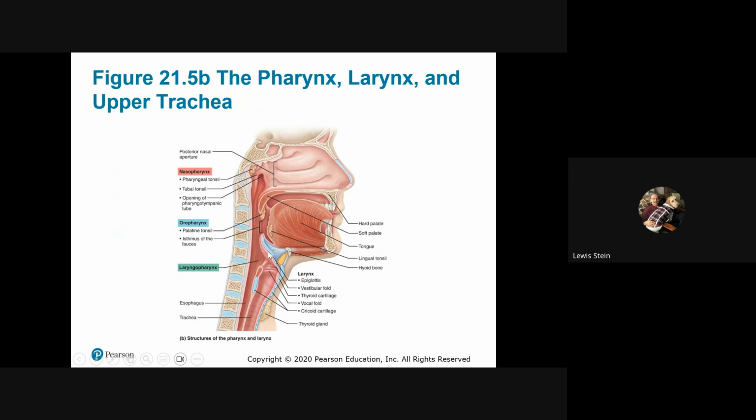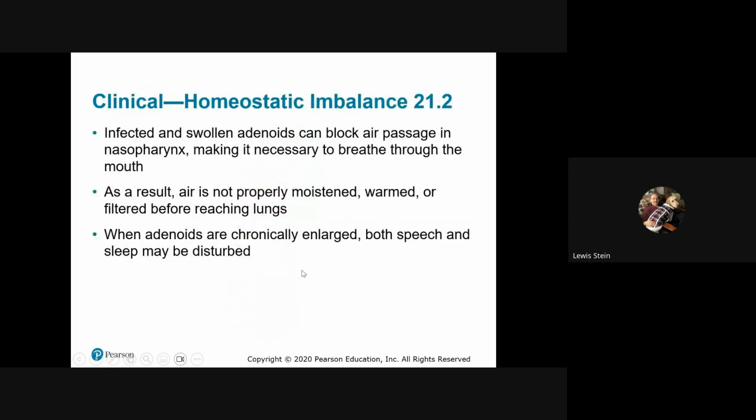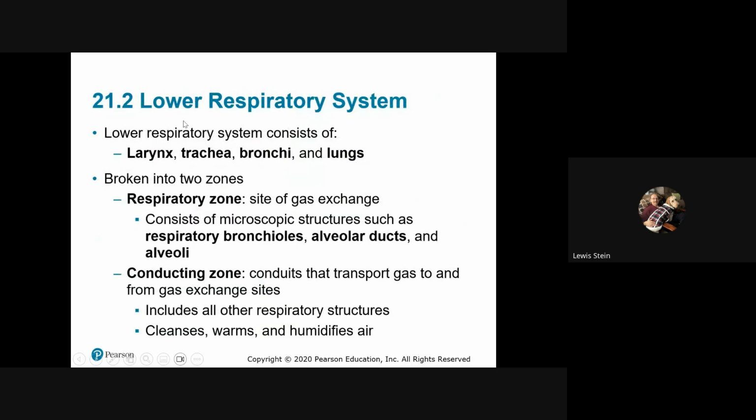The epiglottis is the unique feature of this because every other cartilage is hyaline cartilage. This is not. This is one of the two areas, the outer ear being the other, of elastic cartilage in the human body. And then we get into the laryngeal area with these folds that I really don't delve into, and we'll look at the cartilages after this. So again, all of those things: adenoids, tonsils, enlarged, and so on. And we get into the lower system.